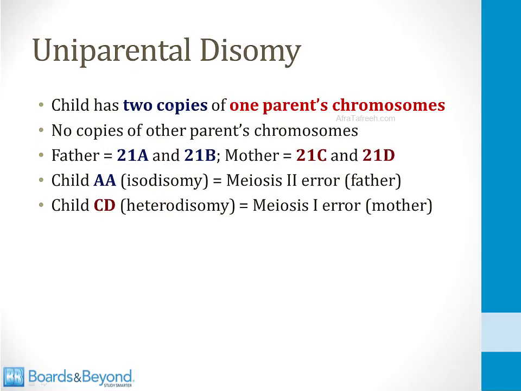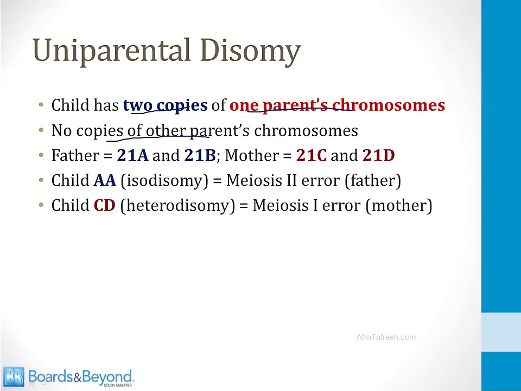Uniparental disomy is when a child inherits 2 copies of one parent's chromosome and no copies of the other parent's chromosome. This is a rare event. There have to be abnormal gametes from the male and female. One of them has to contain no copies of a particular chromosome and the other one has to contain 2 copies. Once again, you can use the genotype of the fetus to figure out where the non-disjunction event occurs.